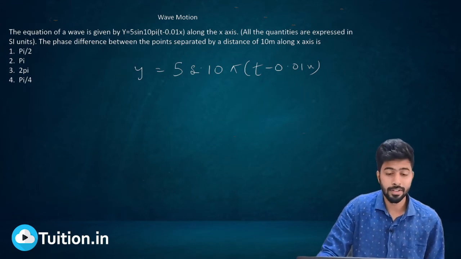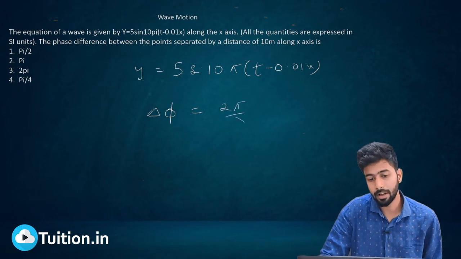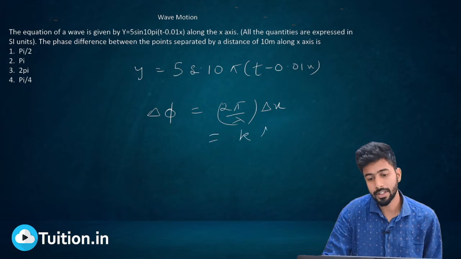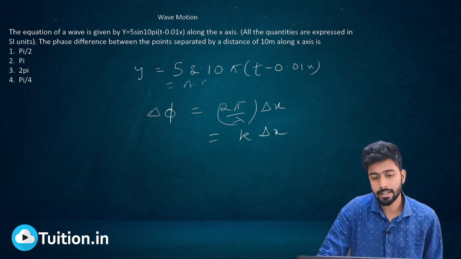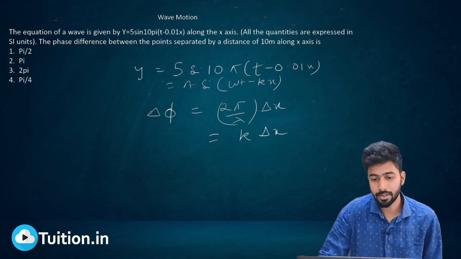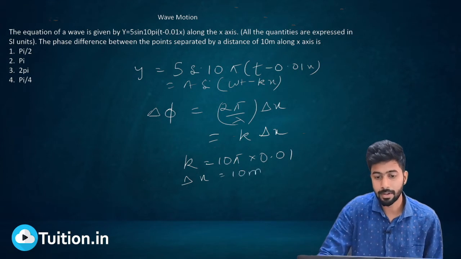So how do you get the phase difference? Δφ, the phase difference between 2 points, is given by 2π/λ times Δx, where this 2π/λ is nothing but your k, which is your wave number. So let's get the k from here. The standard equation is a sin(ωt − kx). So just compare the terms. Your k will be nothing but 10π into 0.01, right? This is your k, and Δx is given to you in the question. That's 10 meters, because it said that they are separated by 10 meters.